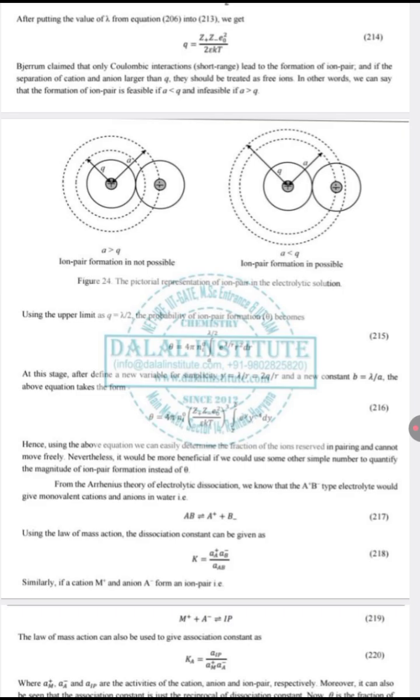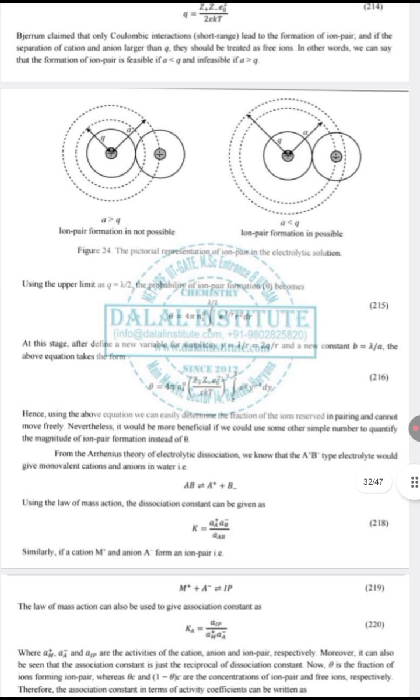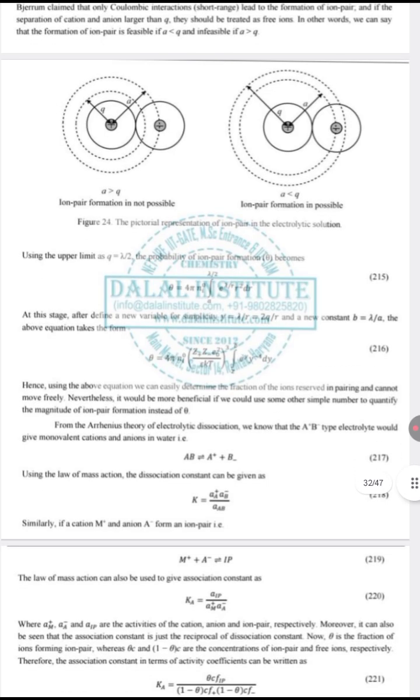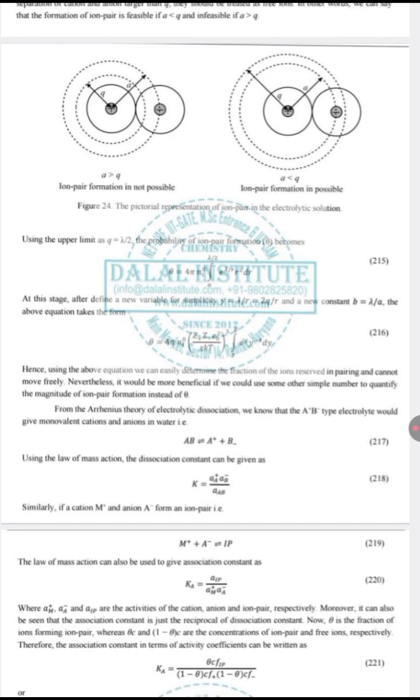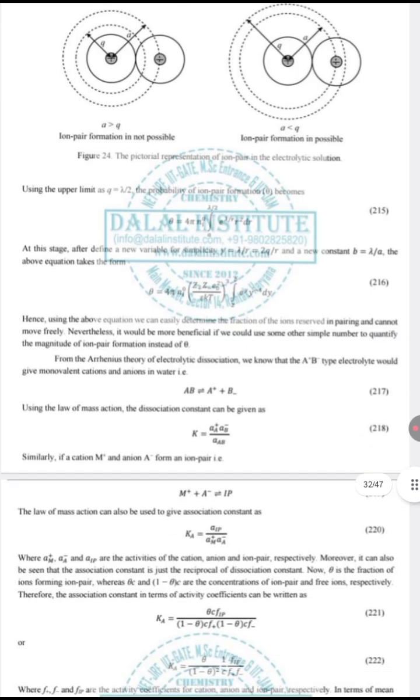This is equation 214. Bjerrum claimed that only Coulombic interactions at short range lead to the formation of ion pairs, and if the separation of cation and anion is larger than q, they should be treated as free ions. In other words, we can say that the formation of an ion pair is feasible if a is less than q and infeasible if a is greater than q.